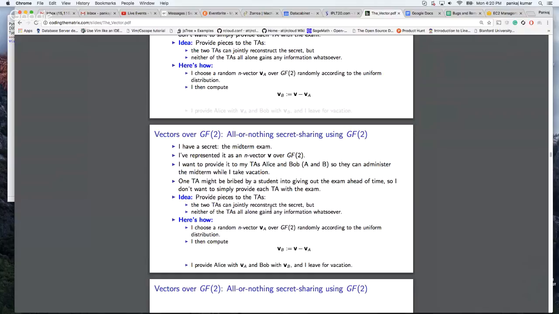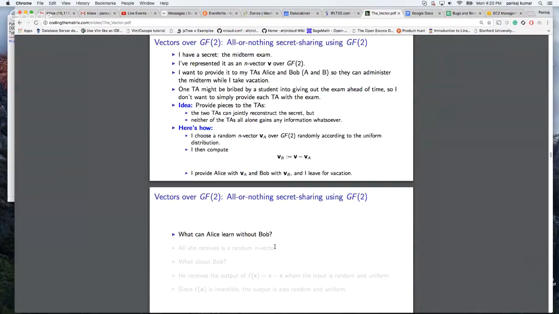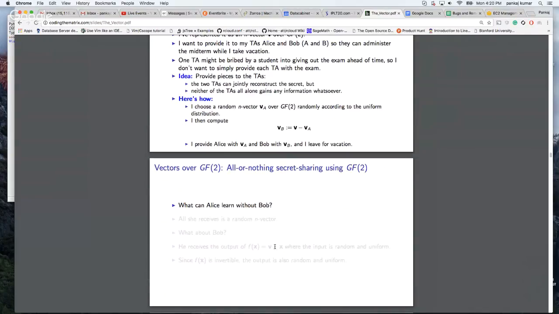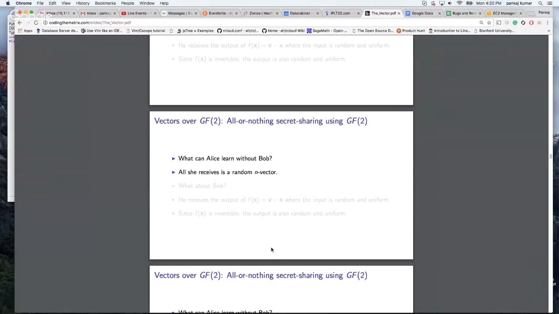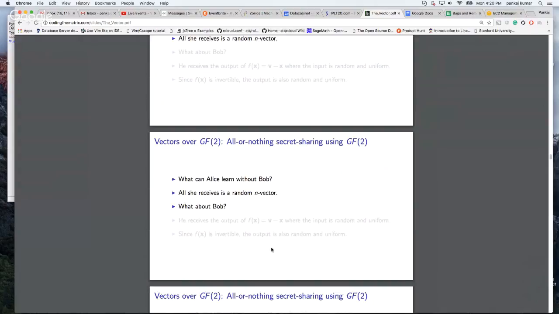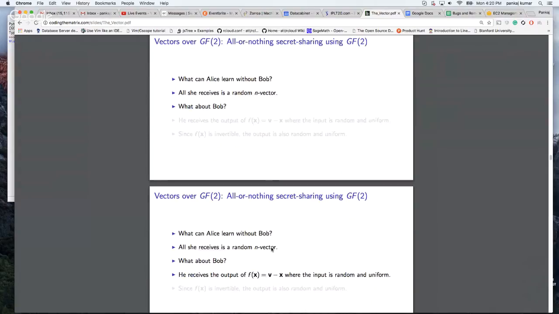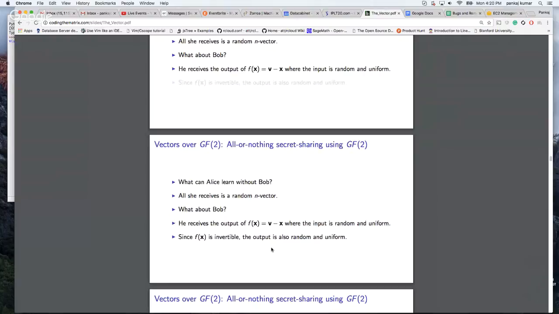But when they get together and add their values, they will get the plain text. Neither of them can figure out what it means without the key, and the key is with the other person. Okay, all or nothing secret sharing using GF2.